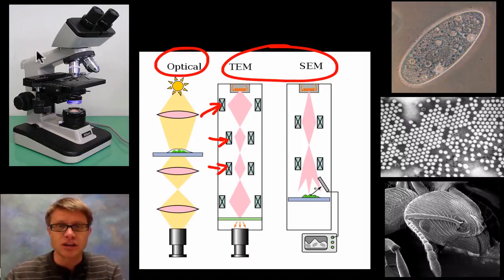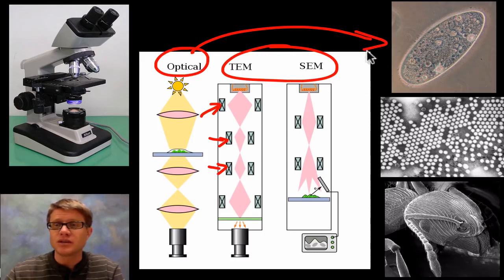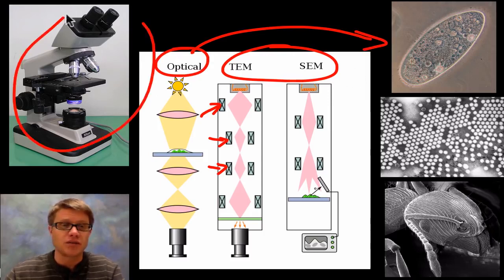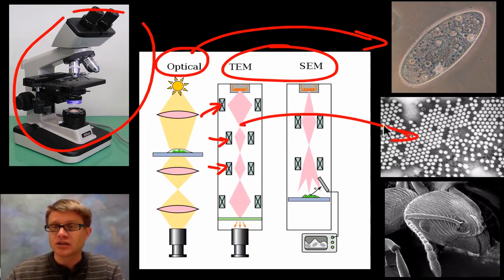So here are some pictures that were taken with these. This would be a paramecium with an optical microscope, one that you'd have in a typical biology classroom. These ones are taken by a transmission electron microscope. These are little viruses, or this would be an ant that you're looking at.